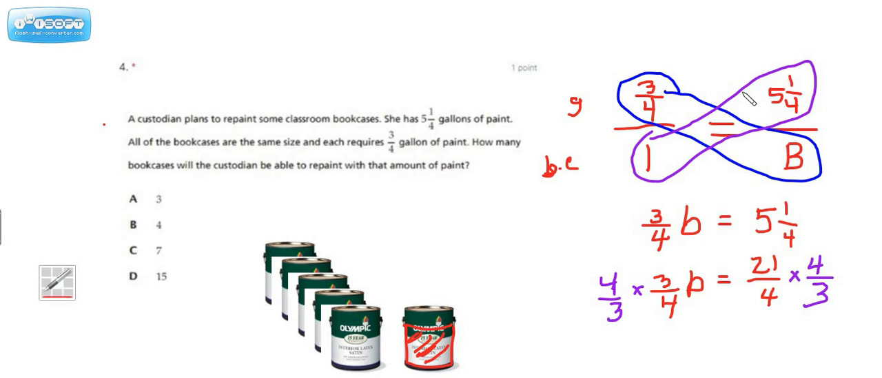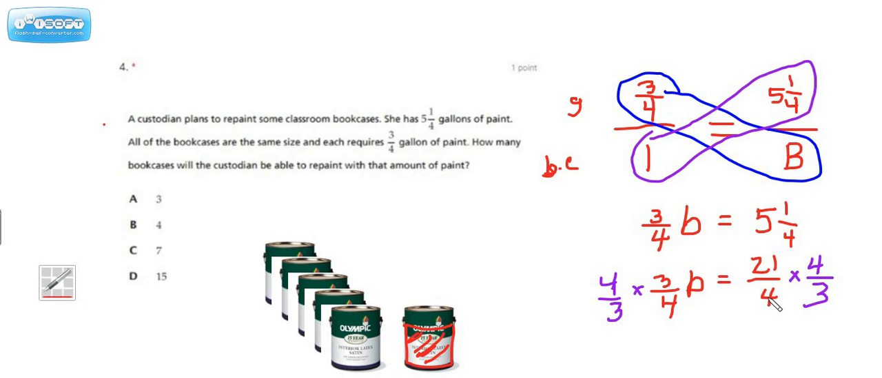So either way, you're either going to set up a proportion, which in the end would give you the same thing as this equation, which is how many bookcases can you paint if you have 3/4 a gallon for each one if you have 5 1/4 gallons. Now if we were to solve this equation, step 1 would be to turn this into an improper fraction. This is equal to 21/4. So bring everything else down. We have 3/4 b equals 21/4.